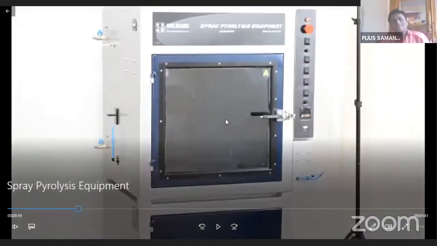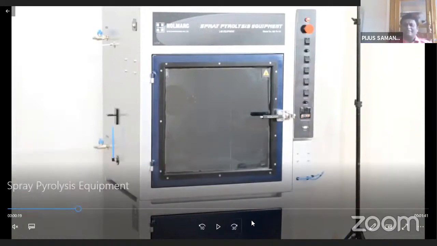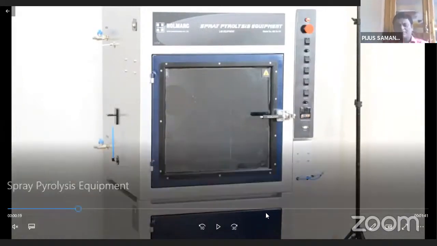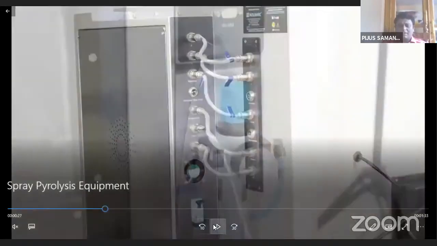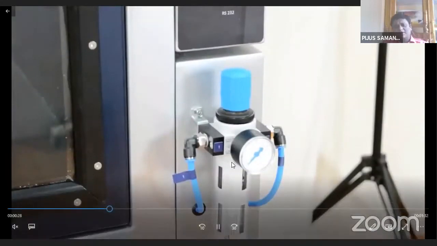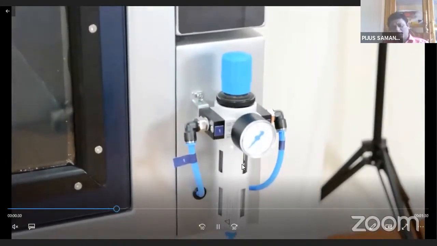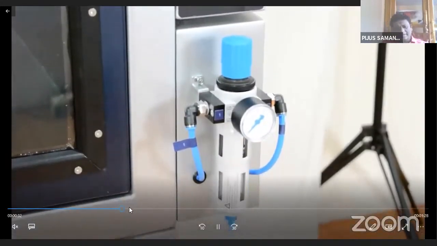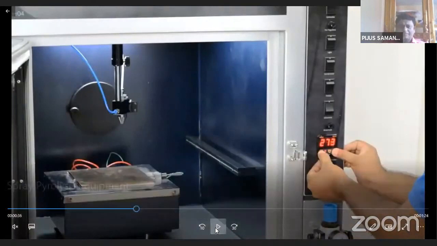So this is the setup. This upper part is the growth chamber, and the lower part is the control chamber. In this control chamber we have the power supply, the flow of control gases, etc. All these automations are in the lower chamber, and in the upper chamber we will have the growth. Now we shall see the gas flow controls over here.